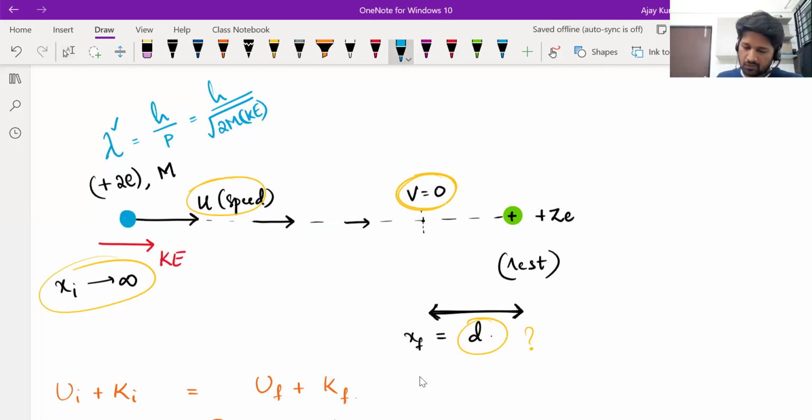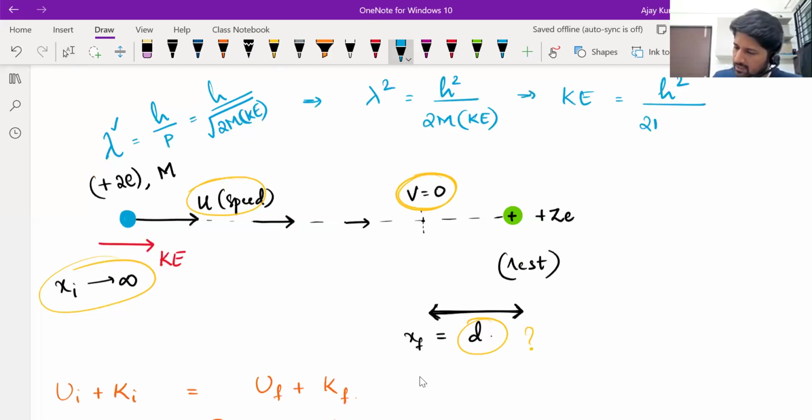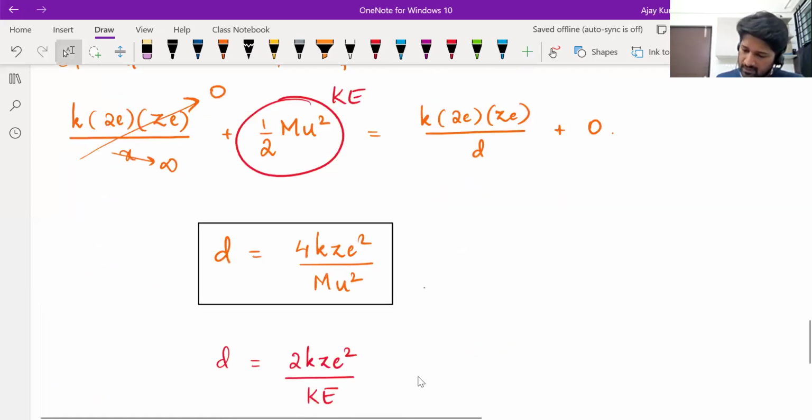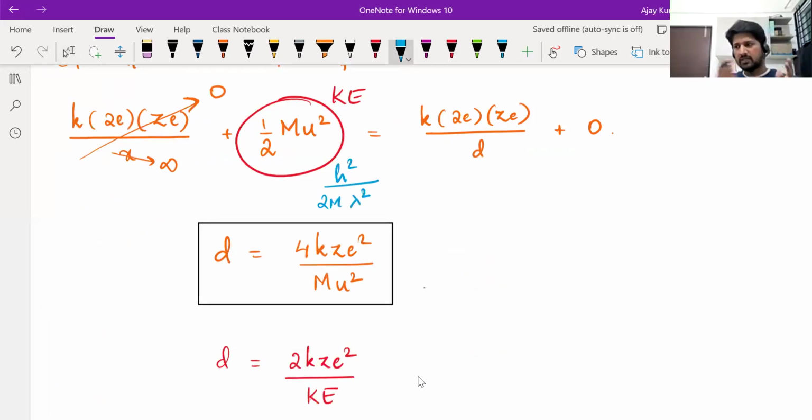How do you do that? Square it on both sides first. You get lambda square is equal to h square by 2m KE. Therefore, the kinetic energy of the alpha particle turns out to be h square divided by 2m lambda square. You will substitute that in place of KE here. h square divided by 2m lambda square, and you will get d in terms of that. So you can be given the de Broglie wavelength of the alpha particle initially and asked how close it gets. This is how you deal with it.